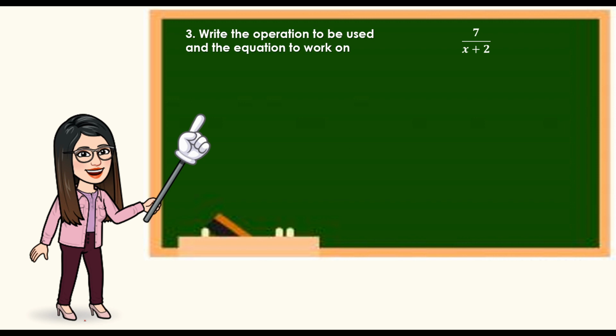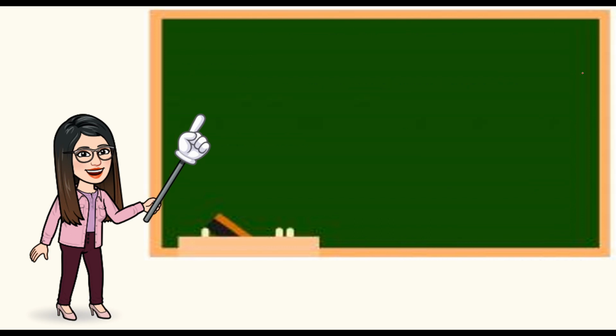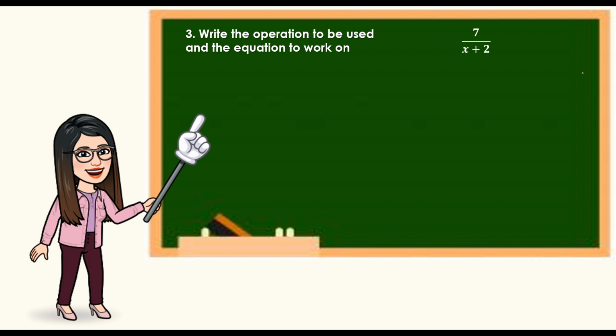Okay, so 7 all over x plus 2 equals x minus 3 all over 2. So why is it equal? Because let's go back to the given problem. According to the given, 7 divided by the sum of a number and 2 is equal to, so that's why we have an equation, half the difference of the number and 3. So let's proceed. Let us continue. So we have 7 all over x plus 2 equals x minus 3 all over 2.